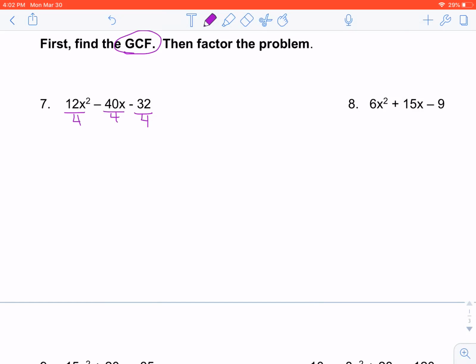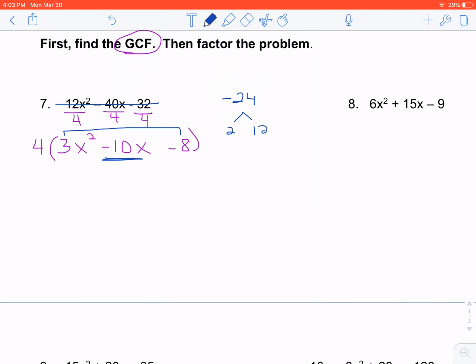So that's the first thing we want to do. We want to make these numbers smaller by dividing by 4. So the 4 goes out front. We then write 3x squared minus 10x, and then minus 8. So that's the GCF part. The second part, now we're going to do the factoring, which is still the same factoring we did above. So A times C is negative 24. Notice we're no longer using the original problem. We're pretty much done with that original problem. We need to come up with numbers that multiply to be negative 24, but combine to be a negative 10.